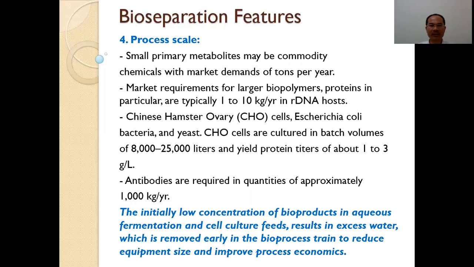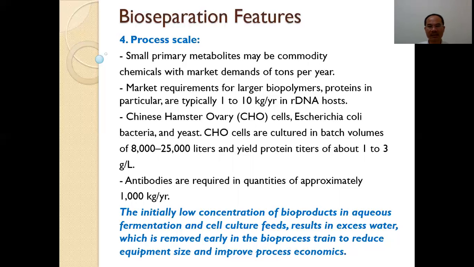The next one is process scale. If we would like to separate a bioproduct from the mixture, we have to consider process scale. For example, small primary metabolites, alcohol, acetic acid, something like this, may be commodity chemicals with market demand of 10 per year. The scale should be large. And another, we have to check the market requirement. For a bioproduct like protein, in particular, typically 1 to 10 kilograms per year in animal. This is a small scale.